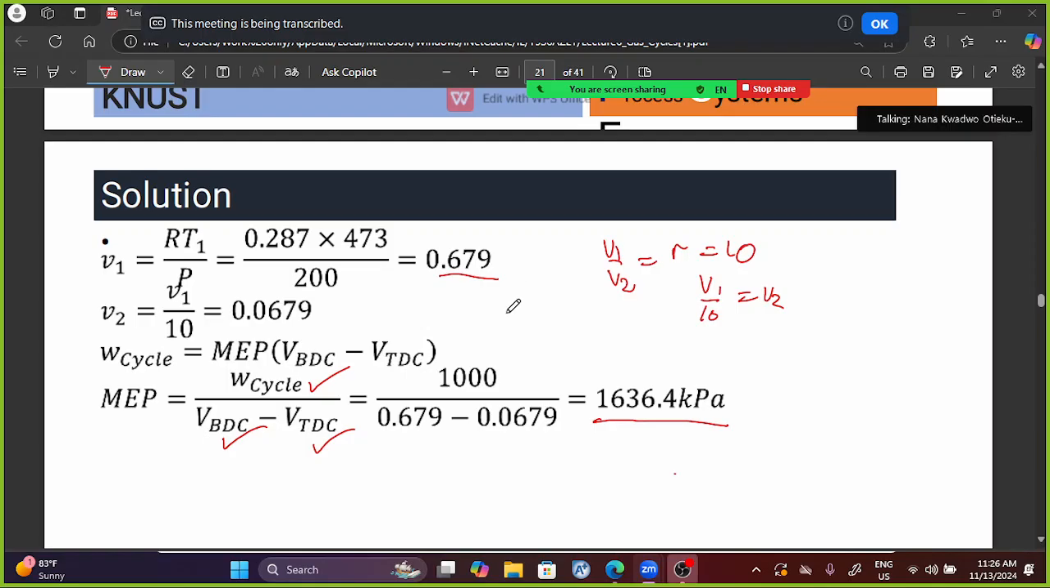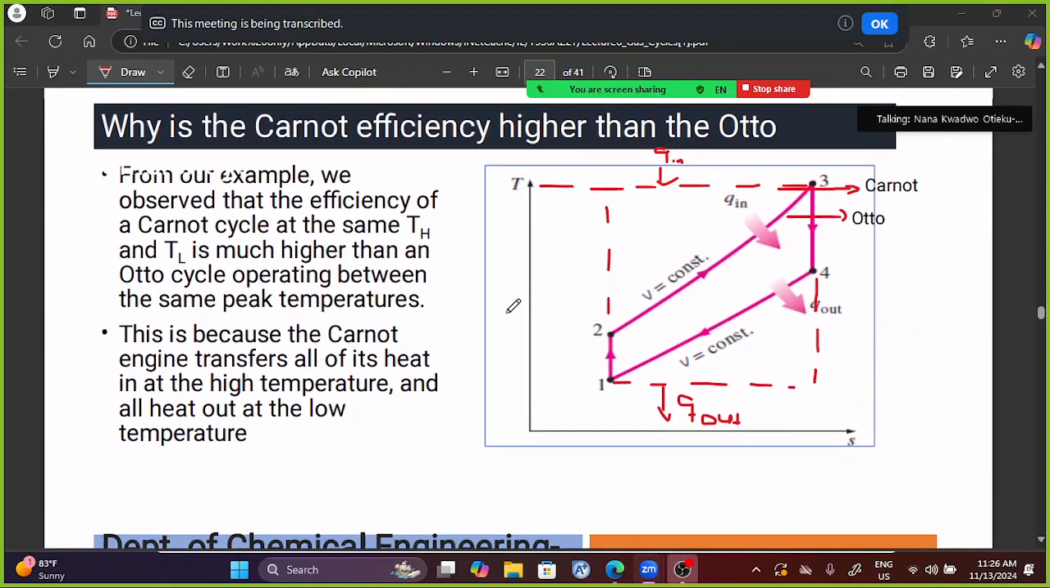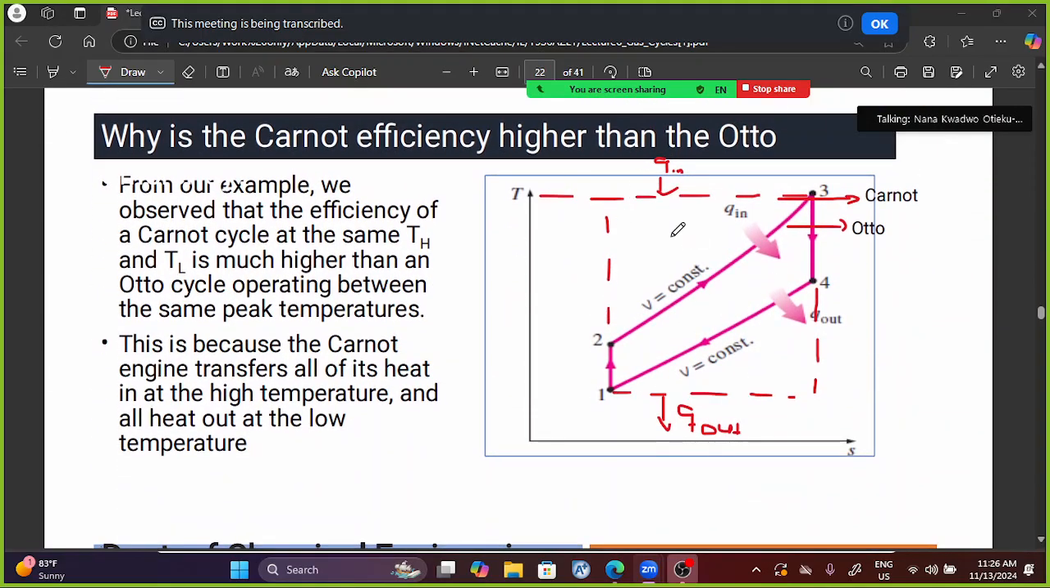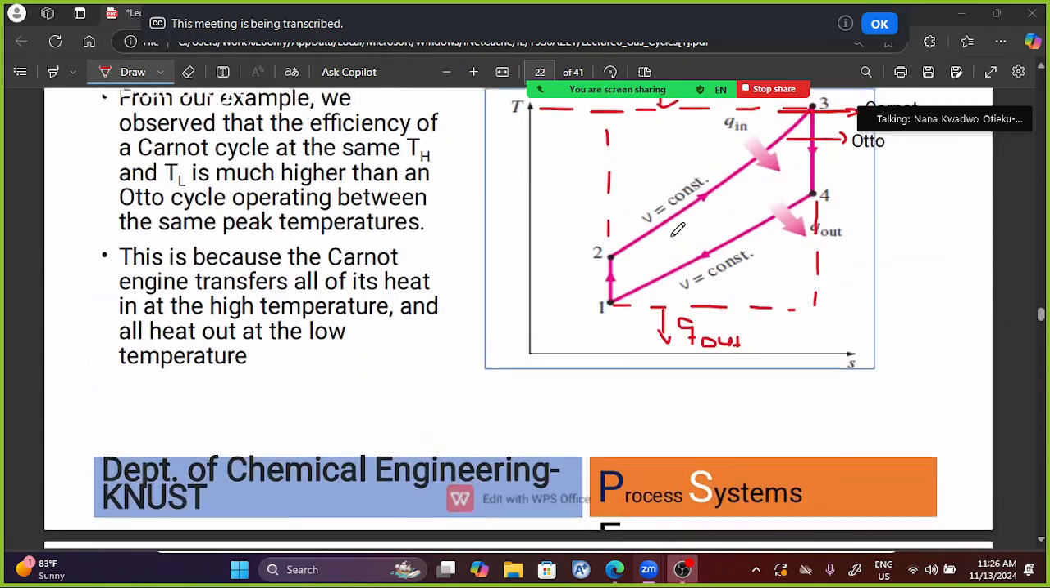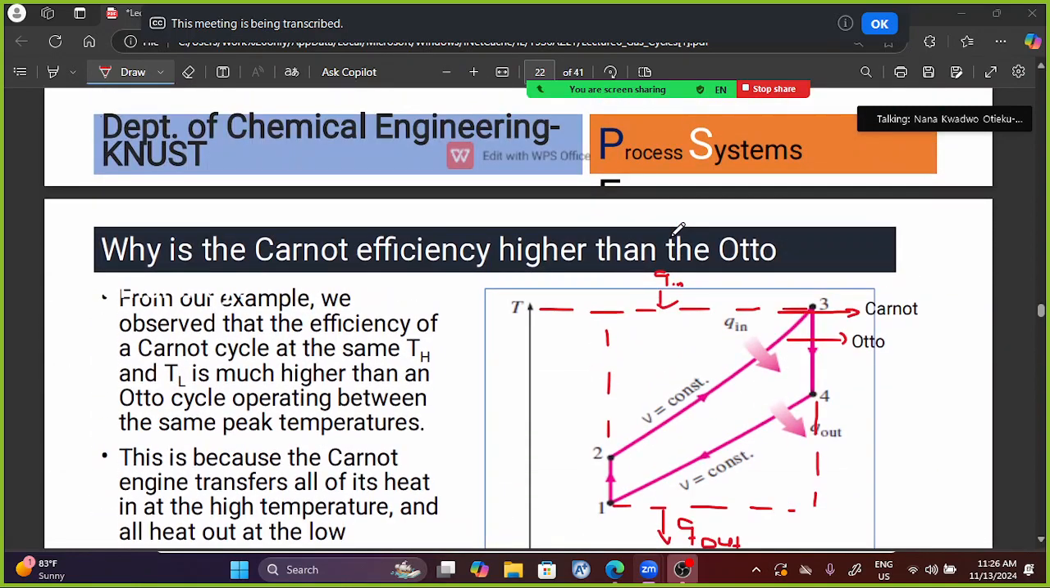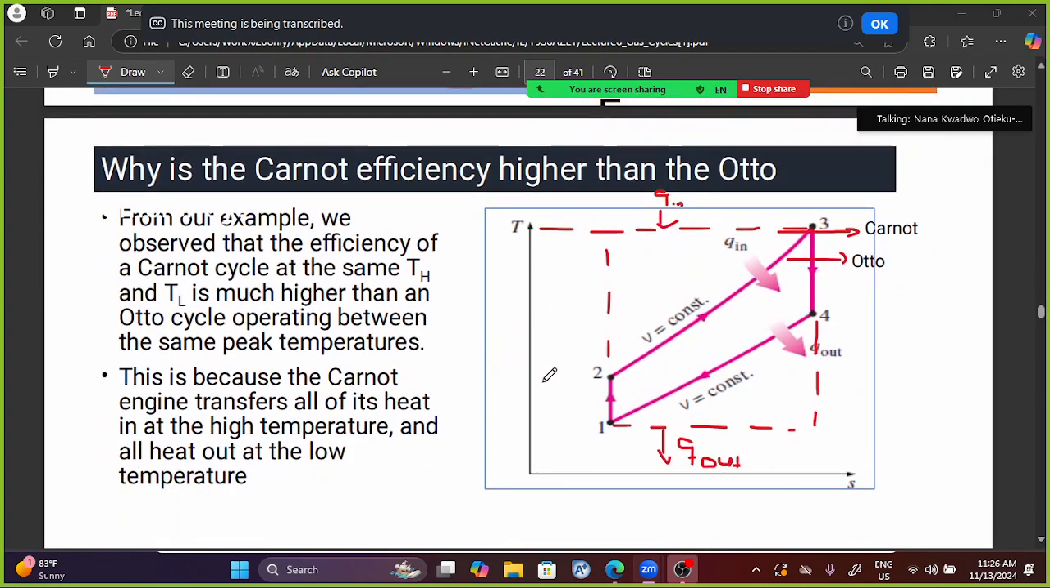So let's move on to the next cycle. I'll just explain why the value we had for the Carnot efficiency was higher than what we had for the Otto cycle. Then I'll move on to the diesel cycle. I'm just hoping we can finish in the next 30 minutes so that we don't miss anything.